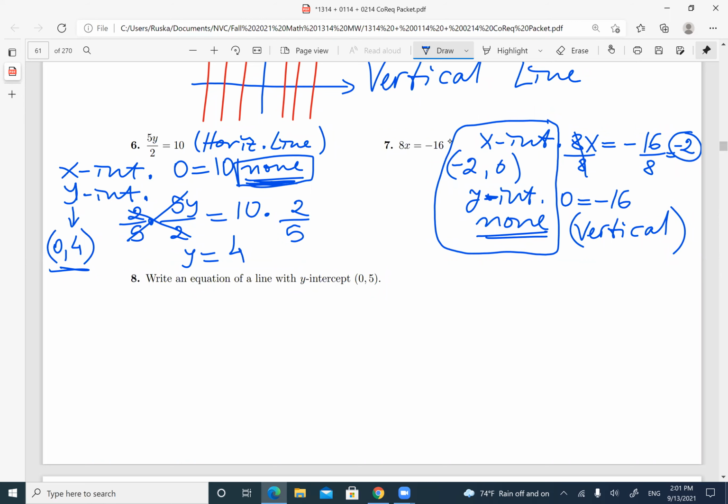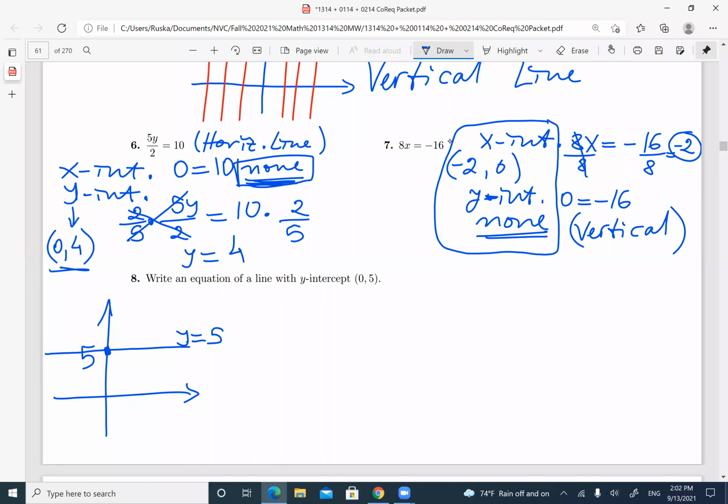Okay, the next one is number 8. We have to write the equation of a line with y-intercept (0, 5). So you can make up a lot of equations here. So let me give it the graph so I can see, and then you can make up any equation. So crossing the y-axis at (0, 5), right? You can have a horizontal line going through 5. What is going to be the equation? y equals 5 is the equation. y is always 5, right?